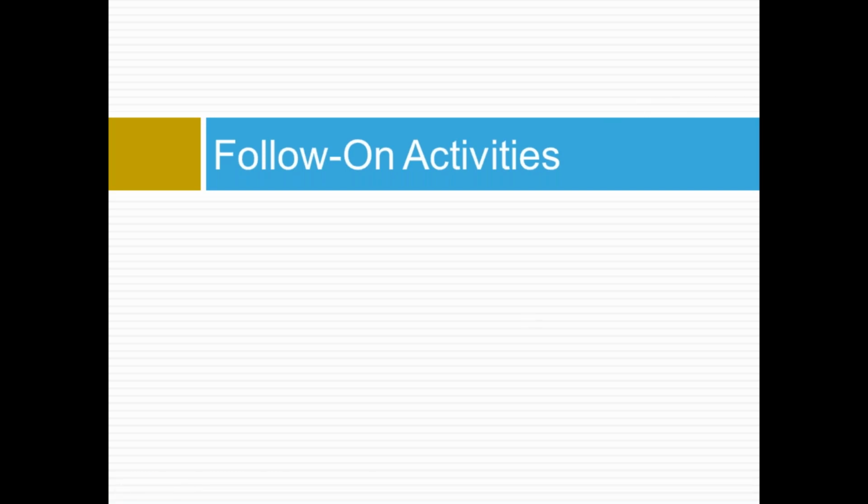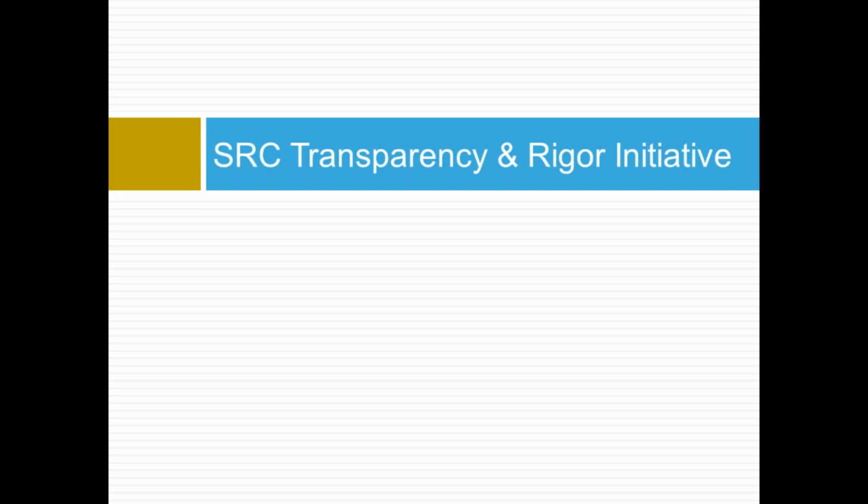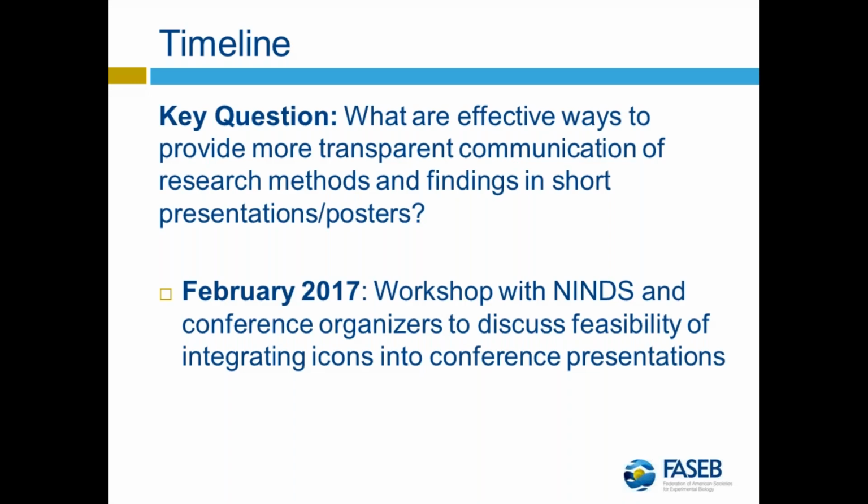So we did our report in 2016. Now I'm excited to talk to you a little bit about our follow-on activities since we released those recommendations. And the first one is our Scientific Research Conferences Transparency and Rigor Initiative. So, giving you a little background on the timeline. We were approached by a colleague at the National Institutes of Health, where we were chatting about what are effective ways to provide more transparent communication of research methods and findings in short presentations and posters.